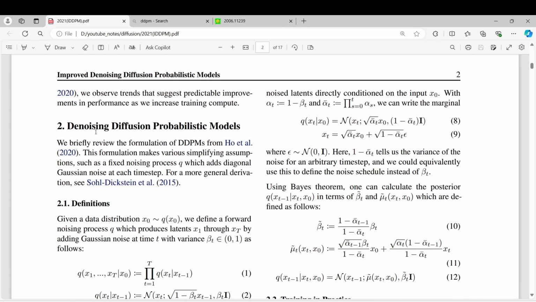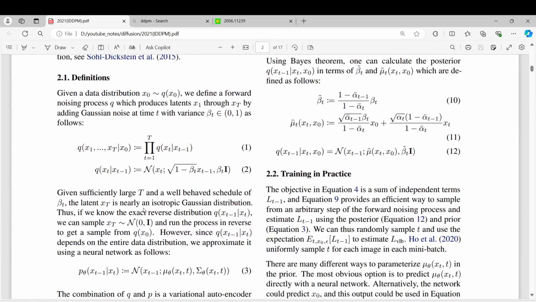So this is the denoising diffusion probabilistic model. They are just giving the description. They are given some data distribution, q of x0, and we're going to sample this. We take this x0 and define the forward noising process. This forward process is defined by q, and it produces the latents x1 to xT by adding Gaussian noise at time t with variance beta_t as follows. And this is the forward process.